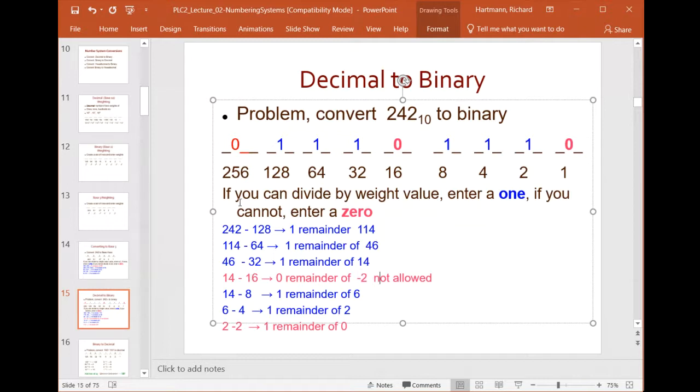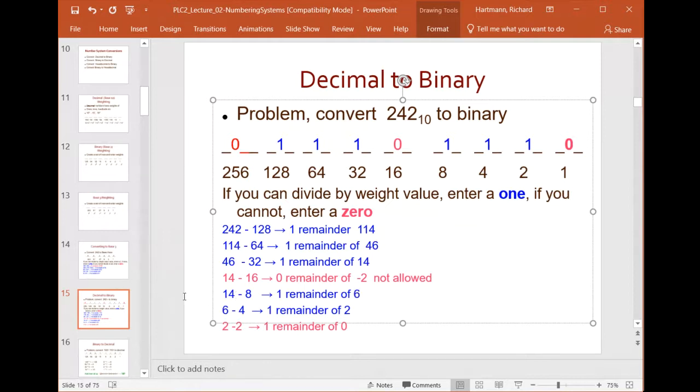And I'm not allowed to do that, so I'm going to put a 0 up here in the 16's column. So now I still have 14 left over, but I'm going to move to the next column. So I'm going to take 14 minus 8. Now that, of course, I can do and get a positive value.